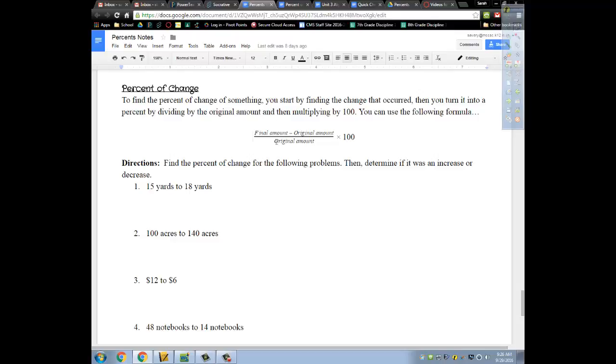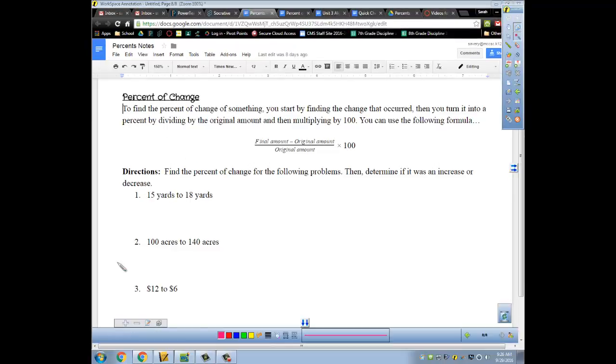So we're going to divide by whatever the original amount is, which is typically the first number that they tell you. And then once you're done with that, we'll multiply by 100 just to move that decimal place over a little bit. So again, we're going to start by figuring out how much did it change. To do that, we subtract. So 18 minus 15. It doesn't matter what order you subtract in.